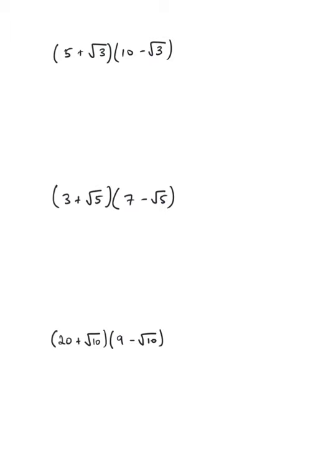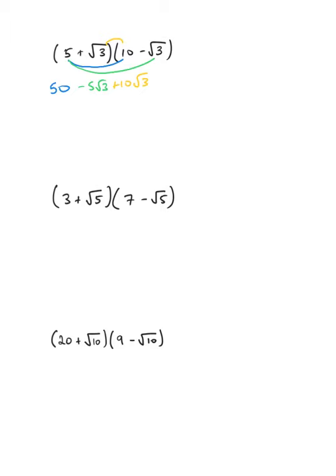Now, when we're multiplying out brackets, we're going to use exactly the same rules as we use when we're multiplying out brackets for algebra. So I'm going to do first times first, so then I'm going to get 50, outer times outer, so I'm getting minus 5 root 3's. Remember, root 3 is a number in its own right, so if I multiply it by 5, I will just get 5 root 3. Then here, I'm going to get plus 10 root 3.